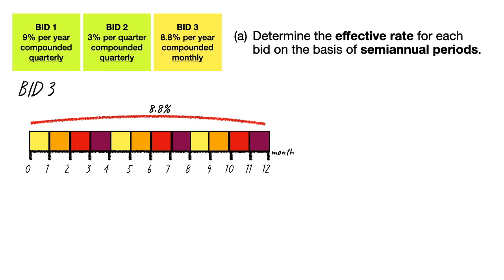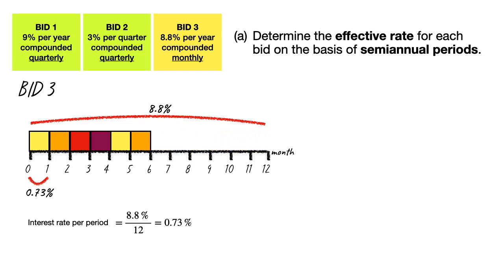The first step is always to calculate the value of the interest rate for one compound period. So 8.8% divided by how many blocks in the timeline? 12 blocks. So each block represents 0.73% interest rate. Now if you want to calculate the effective rate on the basis of semi-annual periods, we are only interested in the 6 months period.